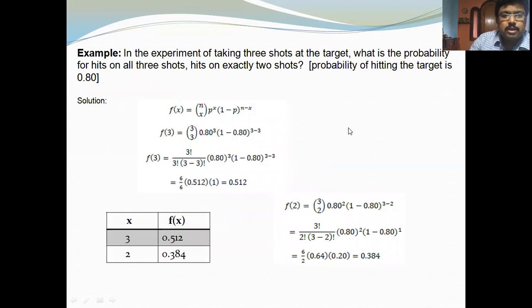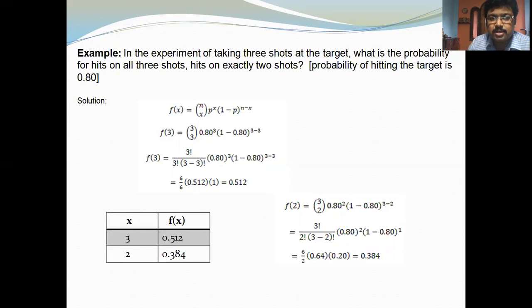Okay. In the experiment of taking 3 shots at the target, this is an example. With this example, you can understand very well what the binomial distribution is. In the experiment of taking 3 shots at the target, what is the probability of hits on all 3 shots? And what is the probability of hits on exactly 2 shots? So there are 2 questions.